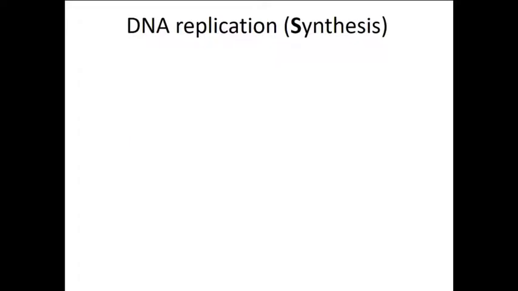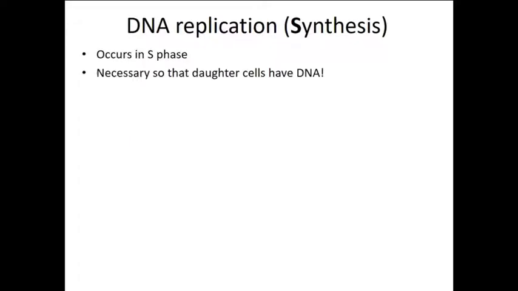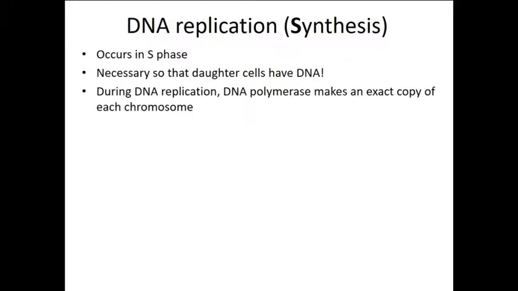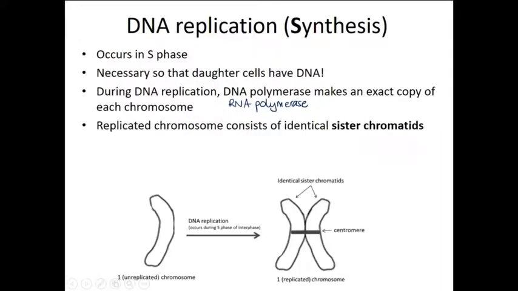Okay, let's focus a little bit on the DNA replication, or the synthesis phase, the S phase. Like I said, it's necessary so that the daughter cells both have DNA. Okay. DNA polymerase is the enzyme that makes DNA, and it's a cousin to RNA polymerase, which hopefully sounds familiar to you from when we talked about gene expression. So RNA polymerase is the enzyme that makes RNA. DNA polymerase is the enzyme that makes DNA.